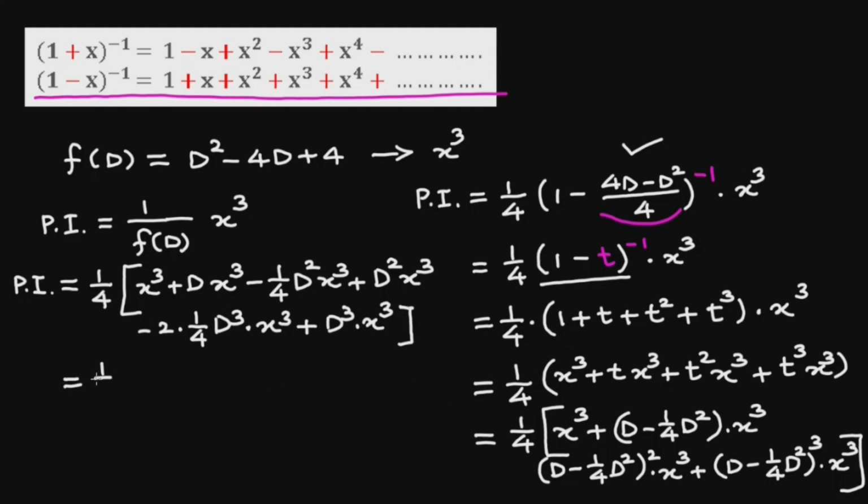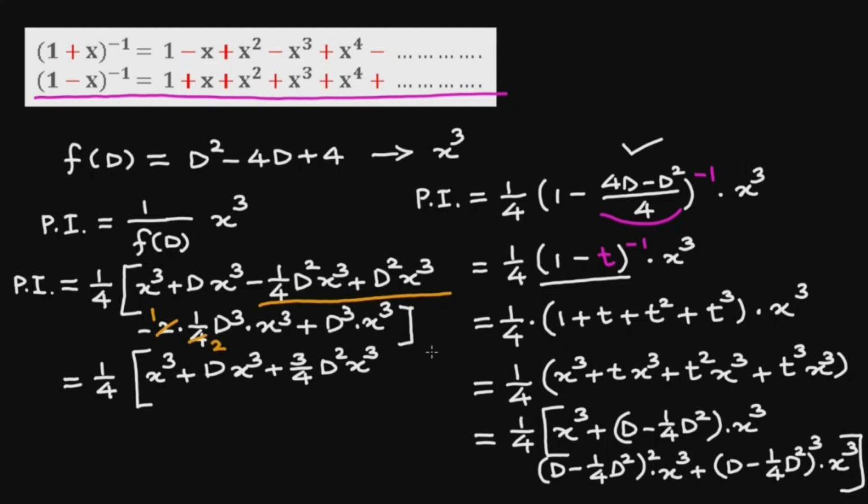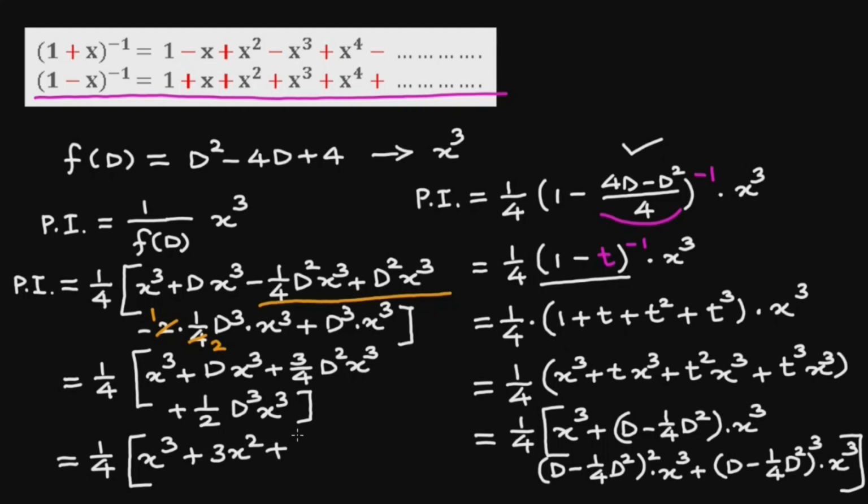which is 1/4 into x³ plus Dx³ minus (1/4)D²x³ plus D²x³ will be plus (3/4)D²x³. Then minus half D³x³ plus D³x³ will be plus half D³x³, which is 1/4 into x³ plus Dx³, the derivative of x³, 3x², plus (3/4)D²x³, the double derivative of x³, which will be 6x, plus half D³x³, the triple derivative of x³, which will be 6.